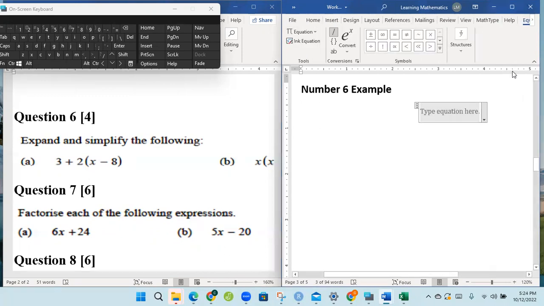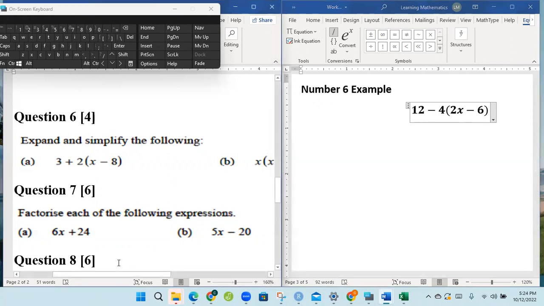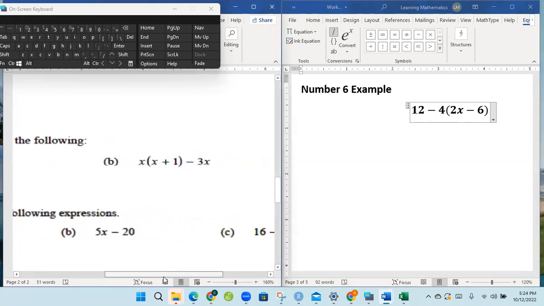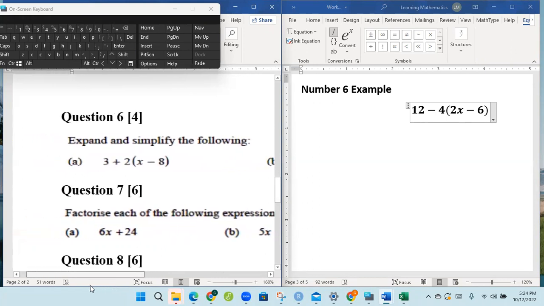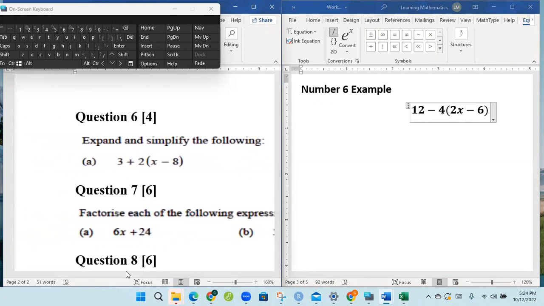So let us say you have 12 minus 4, open bracket, 2x minus 6. Slightly more difficult than the ones you have there. I purposefully put in some more negative signs so that you can feel comfortable working with them. They are accustomed to work with negative numbers. So that's a 12.